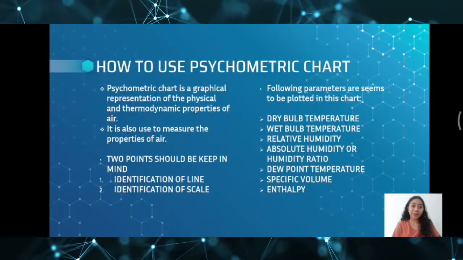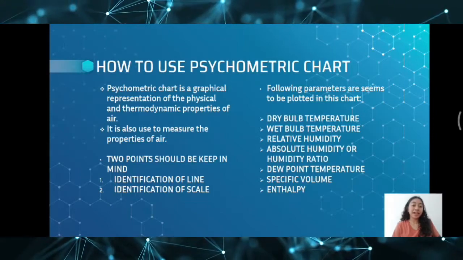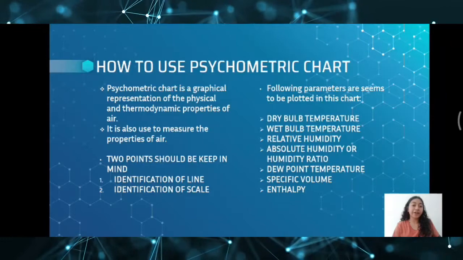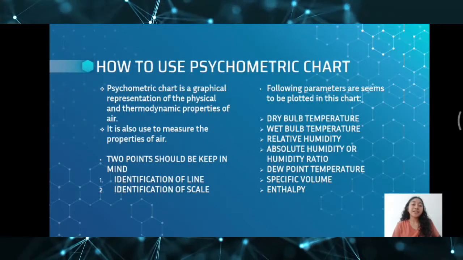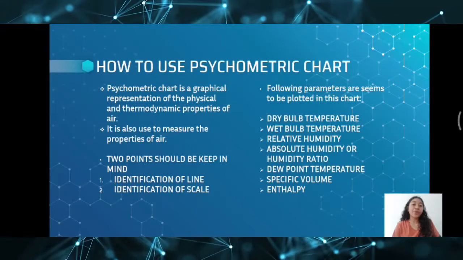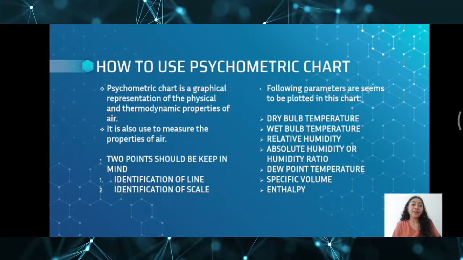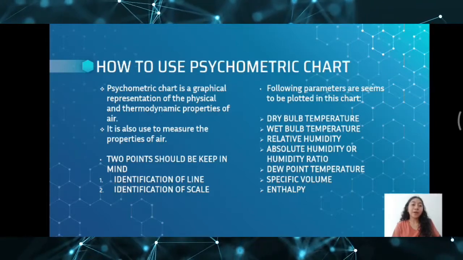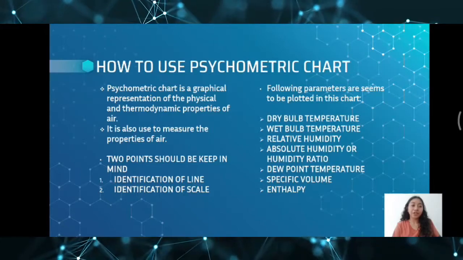How to use a psychrometric chart. A psychrometric chart is a graphical representation of the physical and thermodynamic properties of air. It is also used to measure the properties of air. For better understanding of the psychrometric chart, there are 2 points that should be kept in mind. We need to identify which parameter a line represents and where the scale of that parameter is.